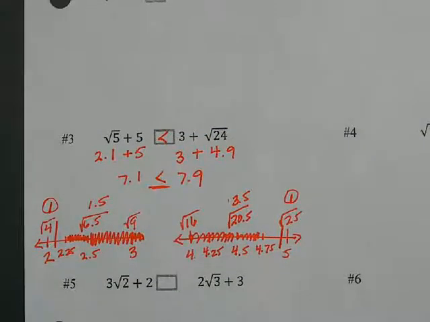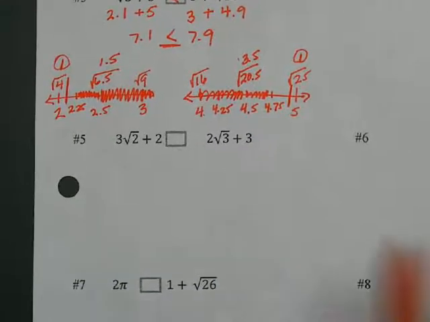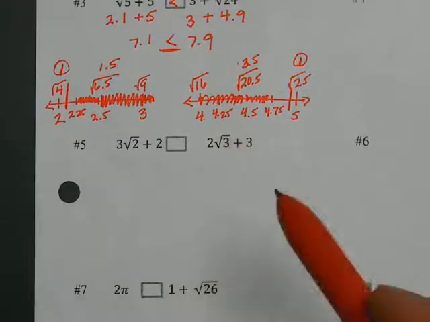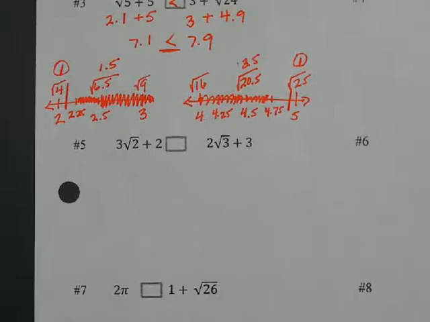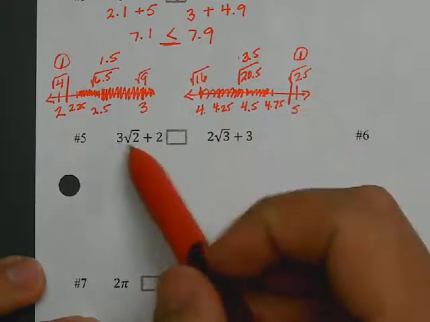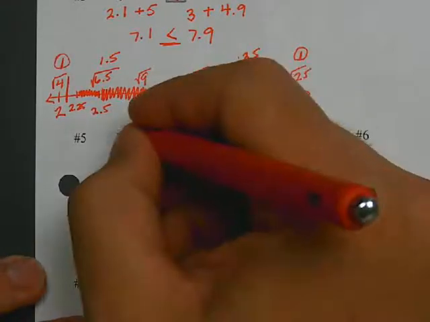Okay, going on, let's just skip right down here to number 5. 3 times the square root of 2 plus 3. So now this is kind of taking it up a notch because now you're multiplying 3 times the square root of 2. So when you're multiplying this, basically you need to figure out what the square root of 2 is first.